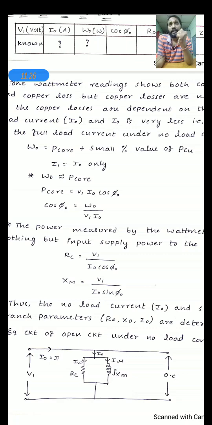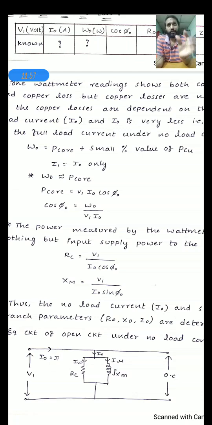Why are we neglecting those copper losses? Let me explain. Under no load condition, the current drawn by the transformer is 5 to 8% of the full load current. Suppose you consider a transformer with a rated current of 100 amperes. Under no load condition it draws only 5 to 8%, that is, only 5 to 8 amperes of current.